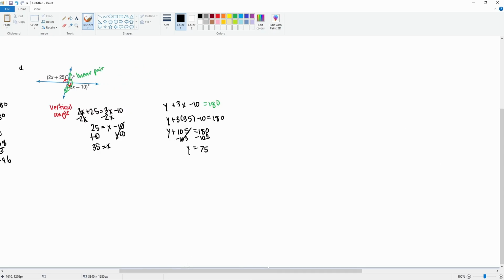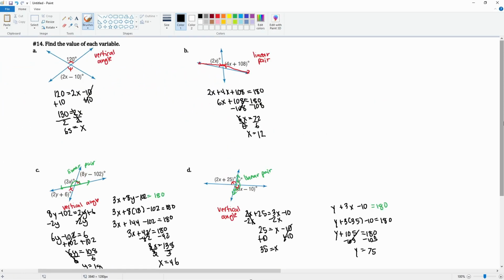You have to set up the equation, and using each equation, determining if they're vertical angles or linear pairs, you can solve for a missing variable.